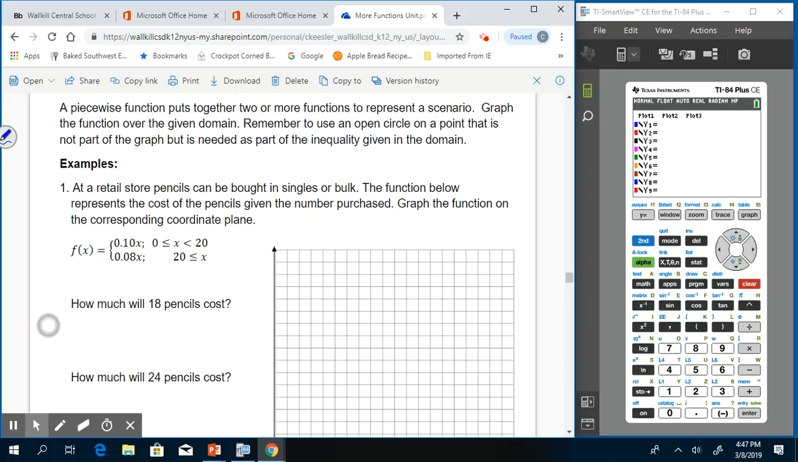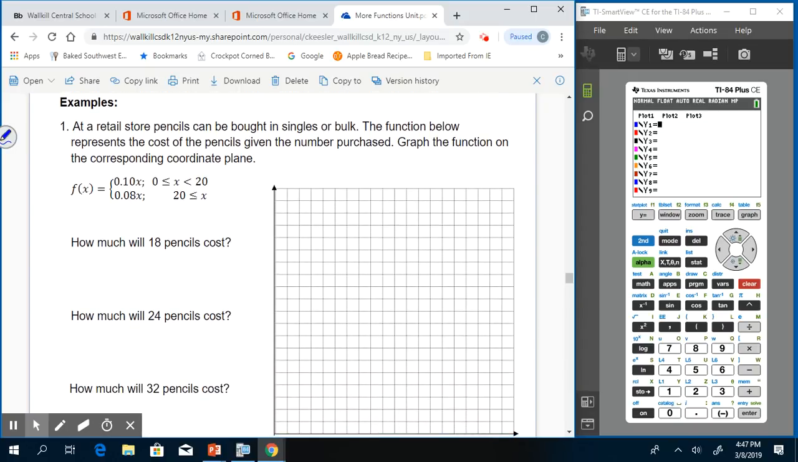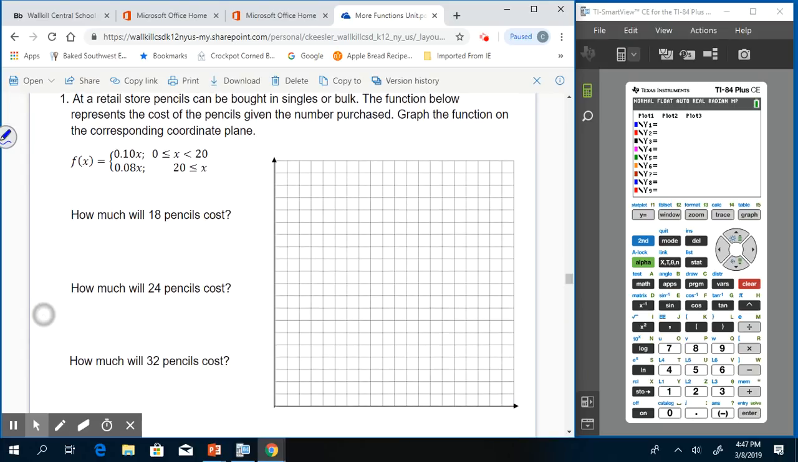So I'm going to do the first two examples with you. Number one, at a retail store, pencils can be bought in singles or bulk. The function below represents the cost of pencils given the numbers purchased. Graph the function on the corresponding coordinate plane. So that function can be translated as: if you purchase anywhere between 0 and 20, less than 20 obviously, pencils, you're going to be charged 10 cents per pencil. But if you purchase larger amounts, anything over 20, you're only going to be charged 8 cents per pencil.